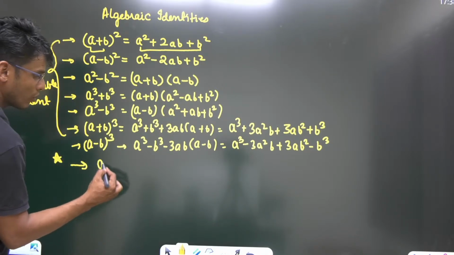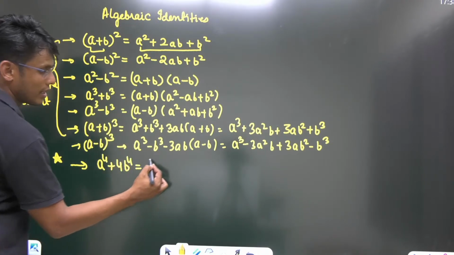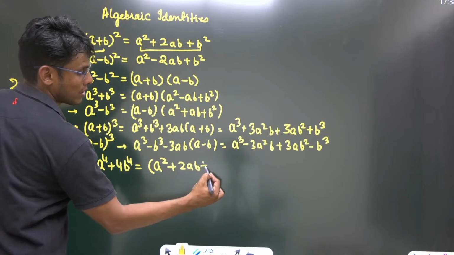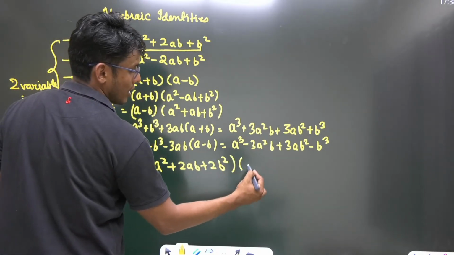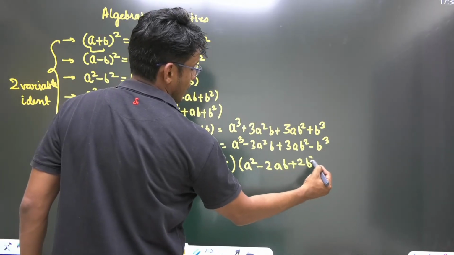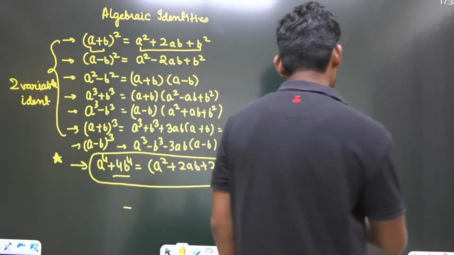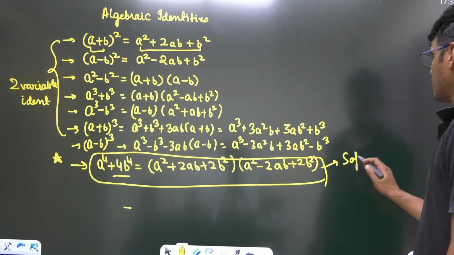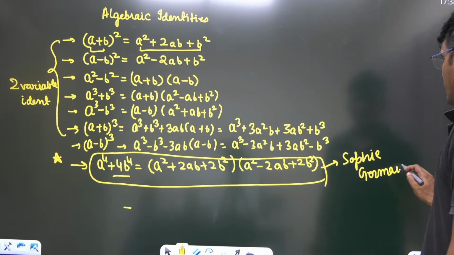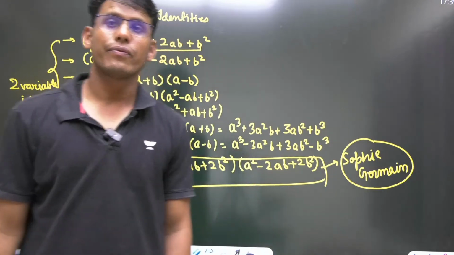a to the power 4 plus 4b to the power 4. It is a square plus 2ab plus 2b square, times a square minus 2ab plus 2b square. Can somebody prove it for me? This is called Sophie Germain. One of the very few things which are named after women in mathematics.